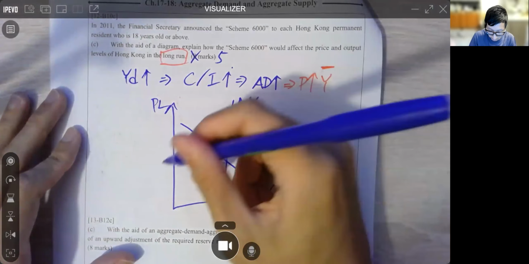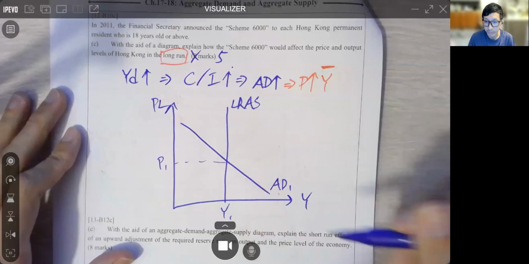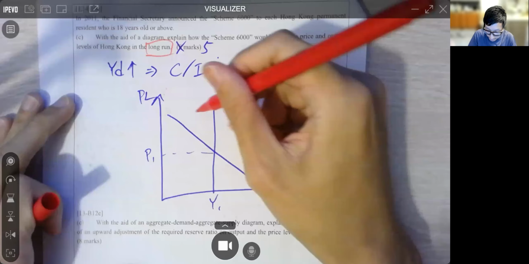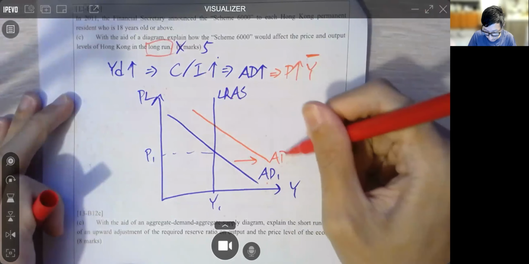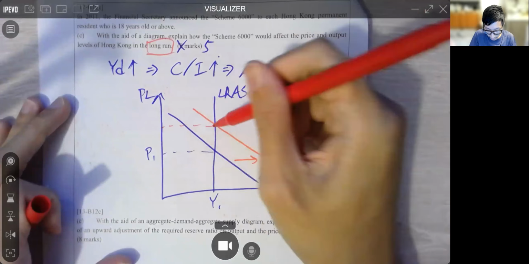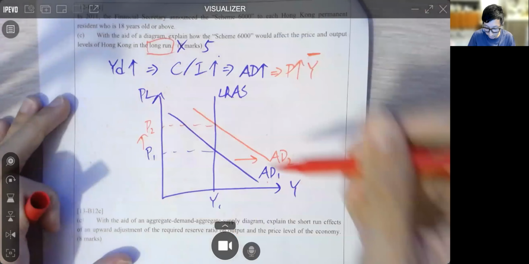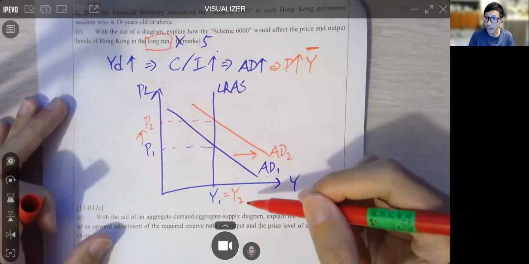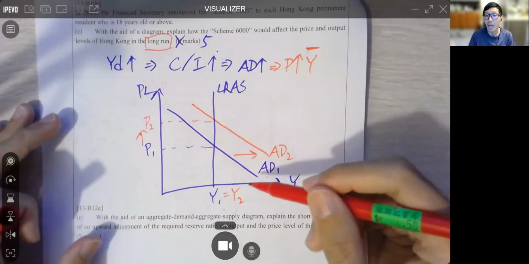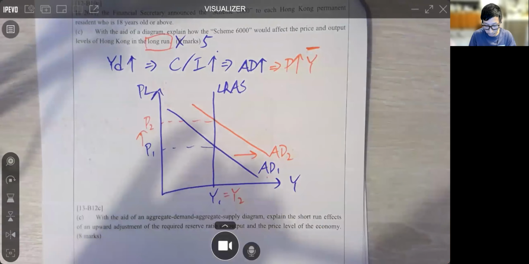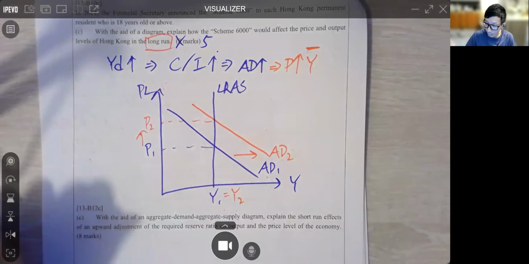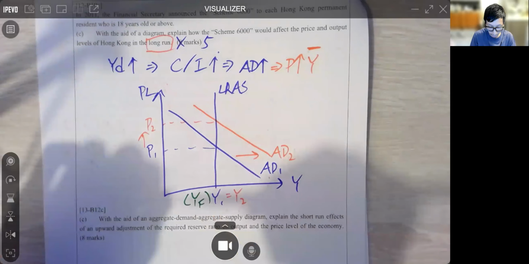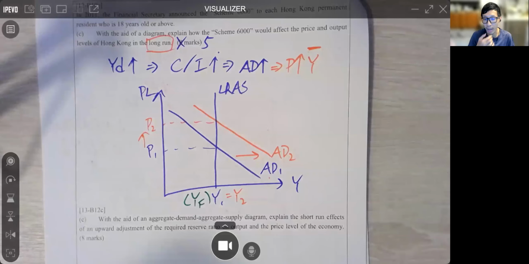So this one will be our P1 and our Y1. Now what happens is that AD increases to AD2. So you see, price level would go up to AD2. Unfortunately, you will see Y doesn't change. Y1 and Y2 are exactly the same, which, by the way, you don't need to write, but for our revision's sake, is also our full employment output level.